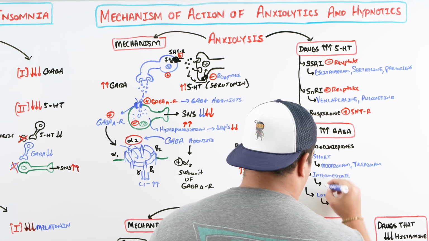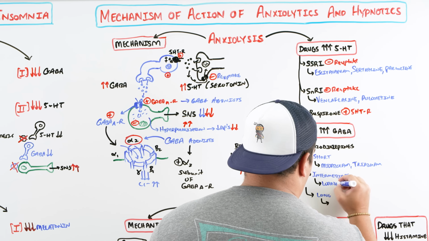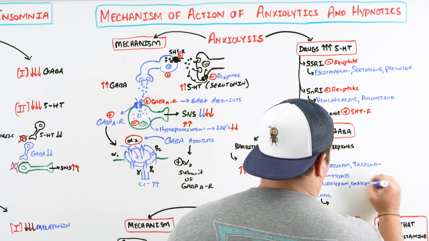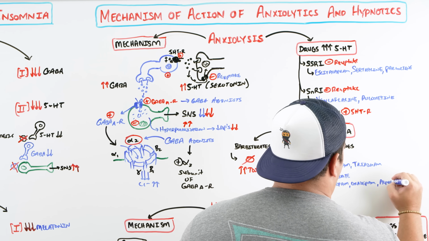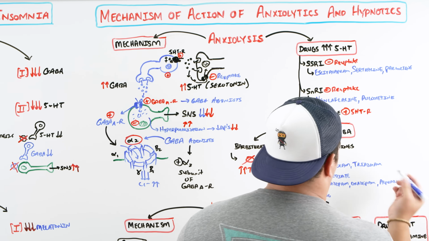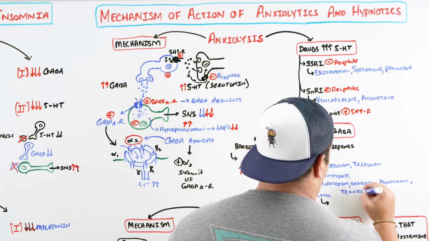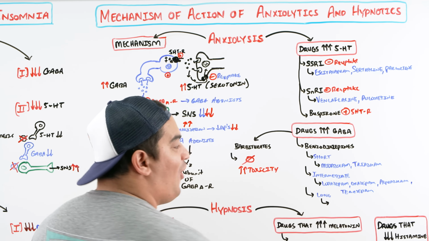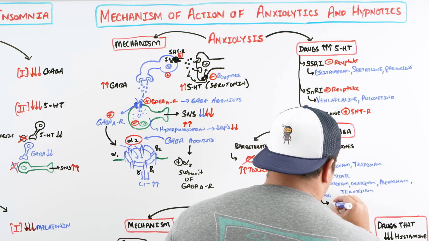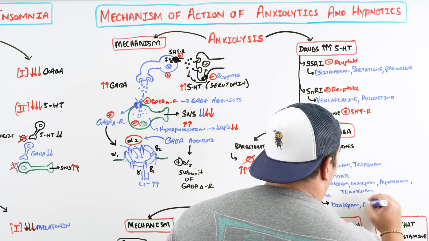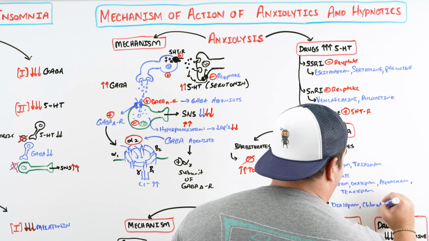Intermediate, there's a bunch of these. Lorazepam is one. Oxazepam. Alprazolam. A couple more just to mention is Temazepam. Then you have your long-acting, and there's a bunch for these as well. So Diazepam is one. Chlordiazepoxide.